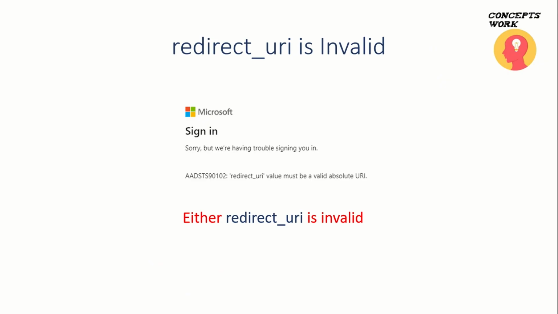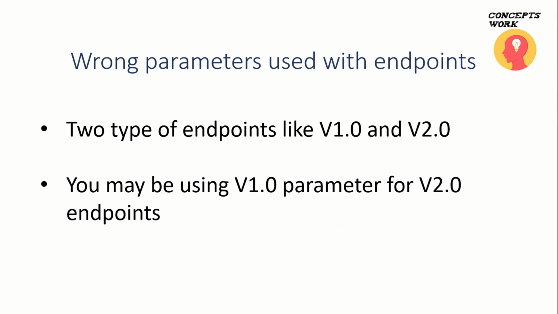Now, there is something which is very common these days because of the coexistence of two types of endpoints. The first one is the v1.0 endpoint and the other one is the v2.0 endpoint. We know that v1.0 endpoints were majorly used with Azure AD Graph, and v2.0 is something which is majorly used with Microsoft Graph. But depending upon the endpoints that you are using, there are different values that you should include.